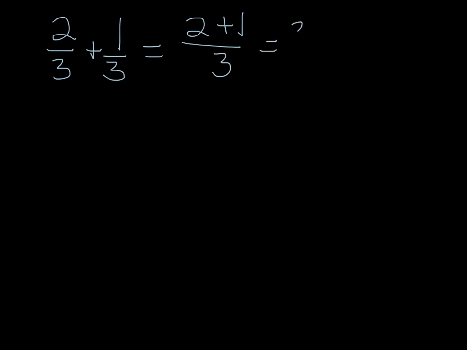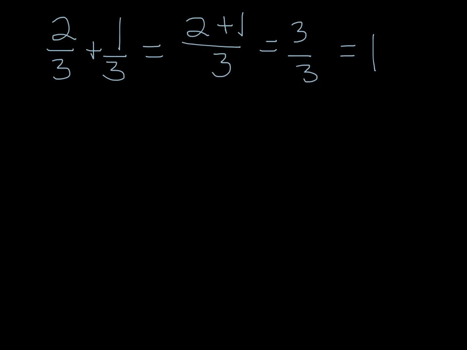So let's start with some basics like 2/3 plus 1/3 equals. So we all know that with 2/3 and 1/3, we add the 2 and the 1, and we keep the 3 in the denominator, and we have 3/3, and of course you can simplify that to 1.